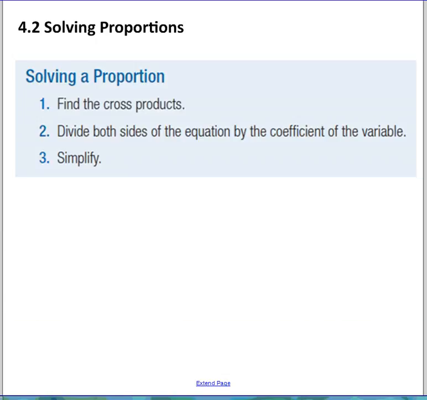In order to solve a proportion, you're going to find the cross product like you did in 4.1. For a proportion that needs solved, you're going to have one of the numbers missing, which will be represented by a variable. You would simplify one side of the equation, and then divide both sides of the equation by the coefficient of that variable and simplify. This might not make sense to you right now, but we will look at several examples so that the steps will make sense by the end of the lesson.